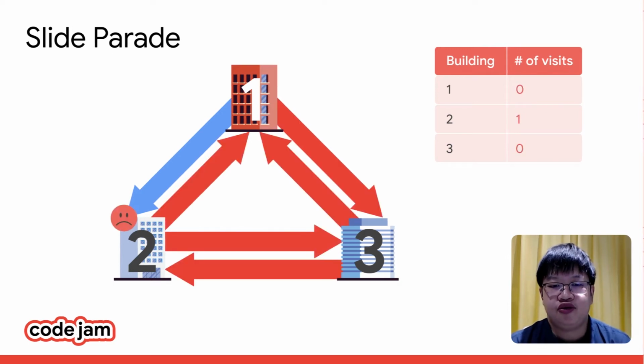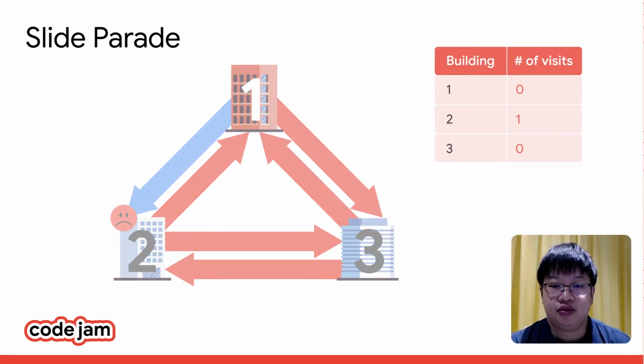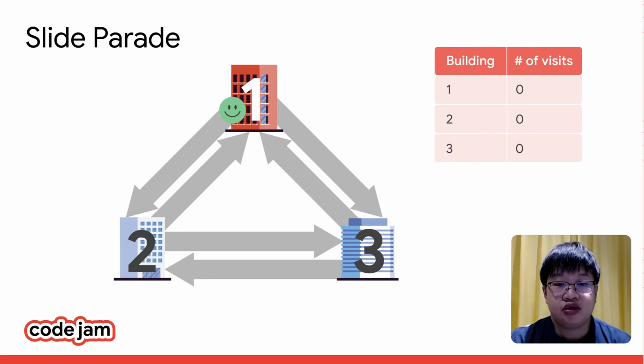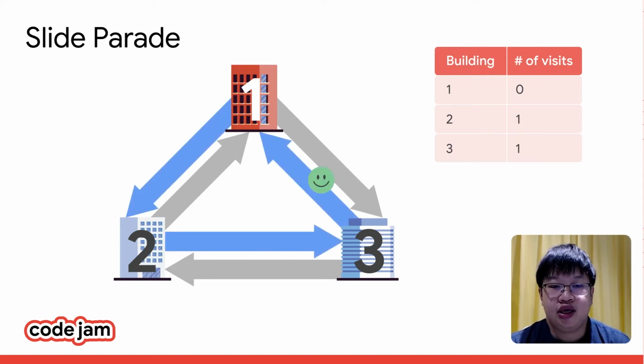Currently, the parade is not valid. It doesn't go back to building 1, and the numbers of visits to the buildings are not equal. Moreover, 5 of the slides remain unused in the parade. To make it valid, we could continue the parade and go through the buildings, counterclockwise and clockwise. Now the parade begins and ends at building 1, passes through all buildings twice, and uses all of the slides, so it is a valid parade.